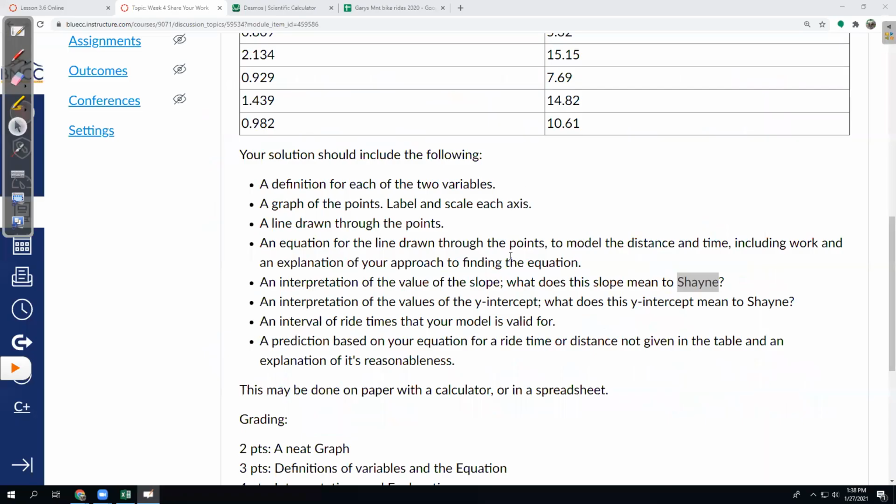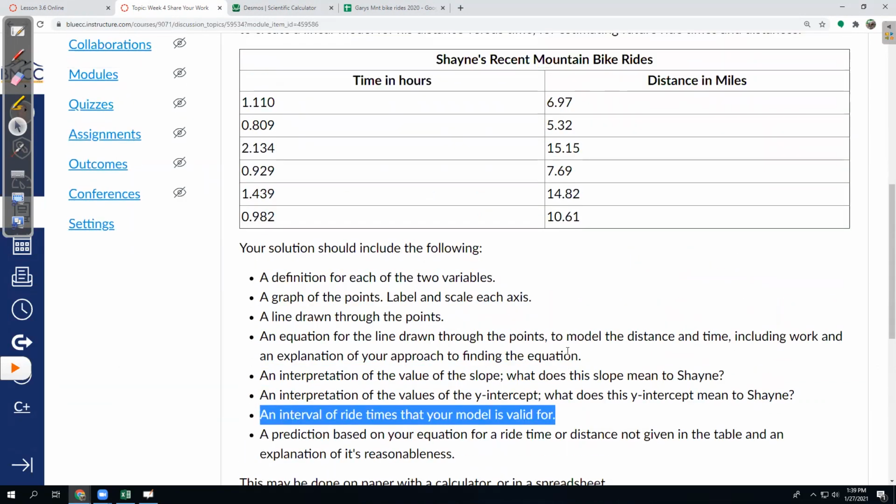All right, let's see. So interpretation of the y-intercept, interpretation of the slope, an interval of ride times that's valid for your model. So what does that mean? Remember yesterday I talked about interpolation and extrapolation for the data about the boys' heights. That equation we came up with does not apply to 20-year-old boys, and it doesn't apply to 1-year-old boys either. So same thing here. I only have data for Gary from a little under an hour to a little over 2 hours. So that's all I know for my equation.